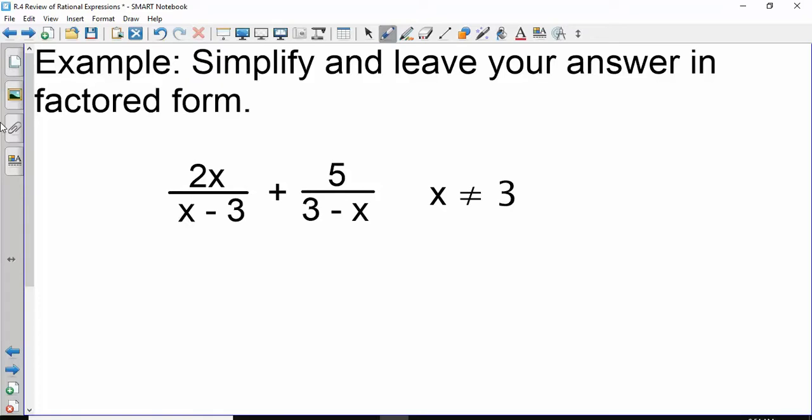Do I have a common denominator? No. What do you notice about these two denominators though? They're just opposites of each other. So what do I have to do to get that common denominator? Does it matter which one? No. So I'm just going to multiply one of these by a negative 1. So maybe I do the second.